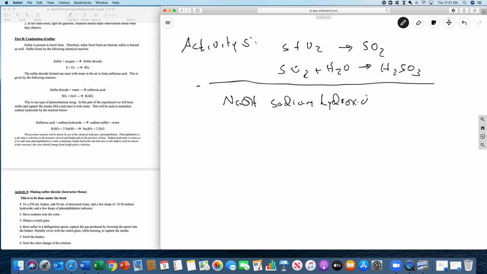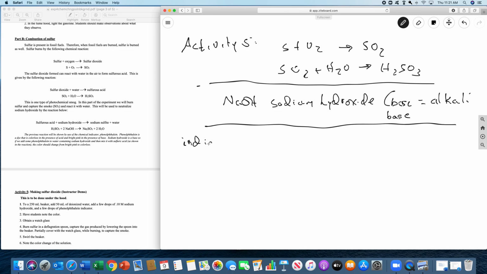Sodium hydroxide is a compound that's called a base, also called alkali. Okay, and acids react with bases. Now, what we do is we're going to use what's called a chemical indicator. You saw me use pH paper in experiment 1. A chemical indicator is just something that turns color in the presence of chemicals, and it depends on the chemical what color it's going to turn.